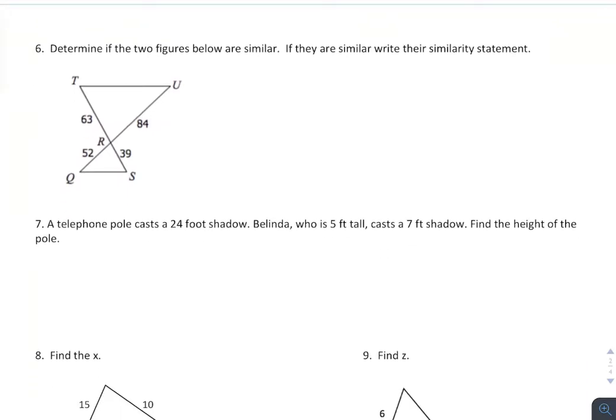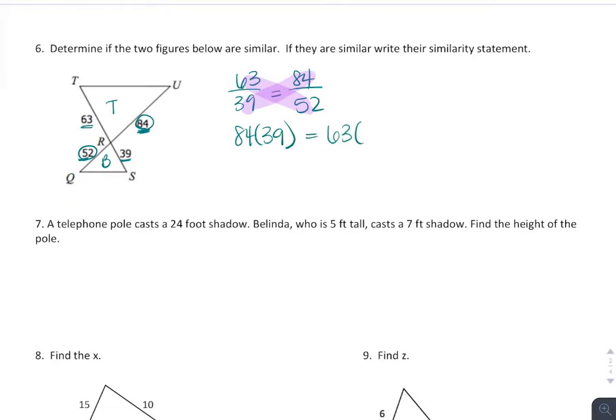All right, number 6 says determine if the two figures are similar. So what we're going to do is check the short side on the top one, which is 63, to the short side on the bottom one. So I'm going to do top and bottom. So 63 over 39 and set it equal to our top over our bottom, 84 over 52. So what we can do here, I choose to cross multiply. So 84 times 39, and we have to see if it's equal to 63 times 52.